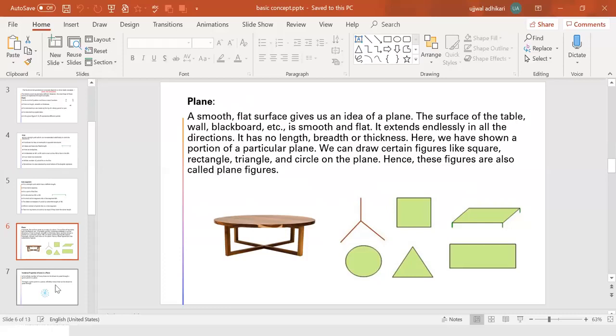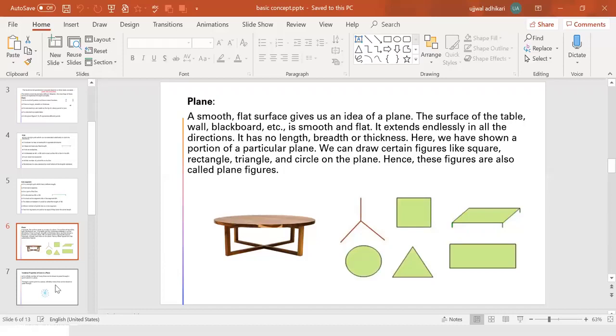Table may provide us the concept of the plane, book, copies, etc. The surface of the table, wall, blackboard, etc. is smooth and flat. It extends endlessly in all directions. It has no length, breadth, or thickness. Here we have shown a portion of the particular plane. We can draw certain figures like a square, rectangle, triangle, circle on the plane. Hence, these figures are also called plane figures.